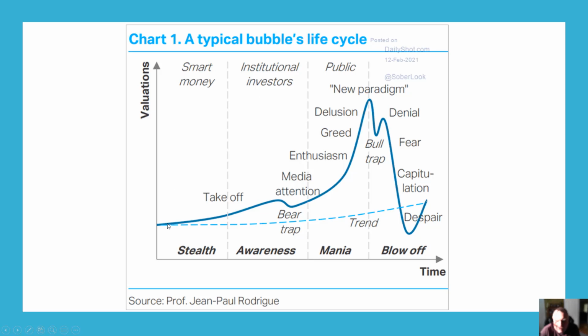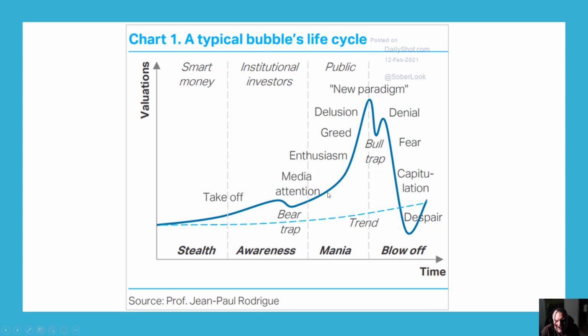And this is, quote, smart money, institutional investors, and then the public jumps in. So if you look, here is sort of a trend over time. At this point, it's stealth, okay? It's going up, becoming more aware. You get media attention, then you get enthusiasm, then you get greed, and the new paradigm, okay? And then boom, here's a bull trap. Then you're in denial, fear, capitulation, and you're coming back up.